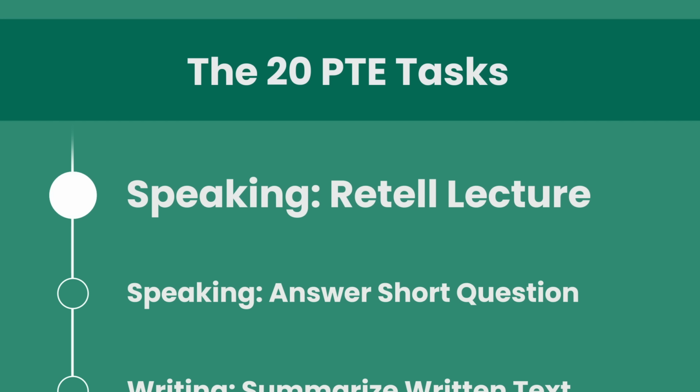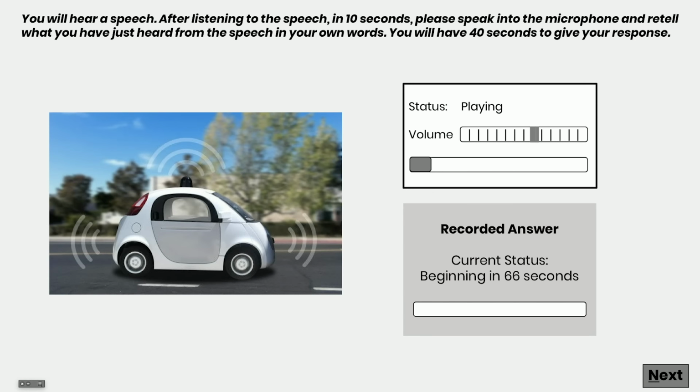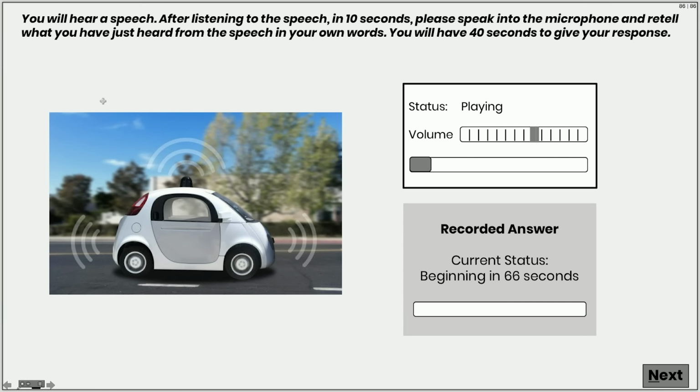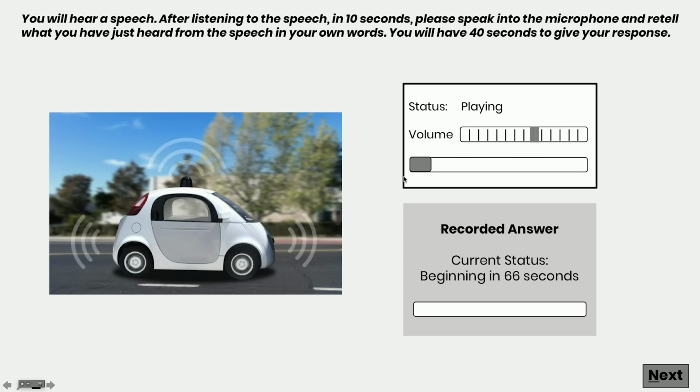Okay, the next task is called Retell Lecture, and this is what it looks like on test day. First thing you'll notice is an image. There's always an image associated with this Retell Lecture. It's going to give you some sort of indication of what the lecture you're about to hear will be about, okay? So let me describe to you what happens with this particular task.